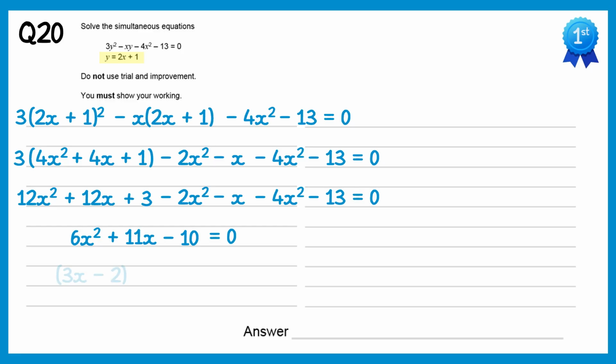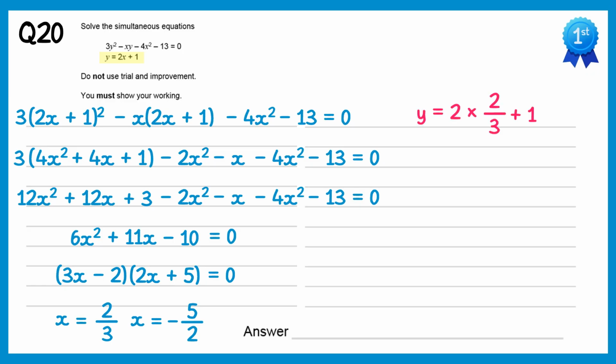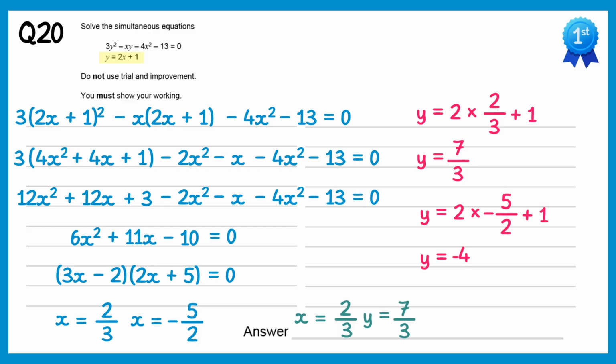Now you can factorise this to get 3x take away 2, and 2x plus 5 equals 0. Each of these brackets has a solution. The first one is x equals 2/3, and the second one x equals negative 5 over 2. So we now have two solutions for x. We need to get the corresponding y values. You can use either of the equations, but I'd strongly recommend using the second one, y equals 2x plus 1. So y equals 2 lots of 2/3 plus 1, which gets you 7 over 3, and then y equals 2 lots of negative 5 over 2 plus 1, which gets you y equals negative 4. So we have two solutions, x equals 2/3 with y equals 7 over 3, and x equals negative 5 over 2 with y equals negative 4.